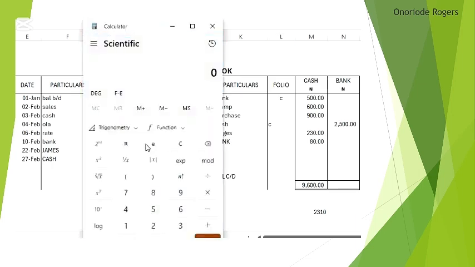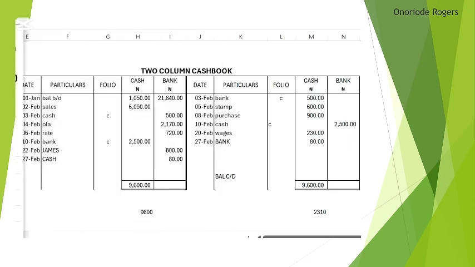So now let's get a calculator and do the calculation. We see 9,600 minus 2,310. We are having 7,290. So we have 7,290. So we are done with the cash column.